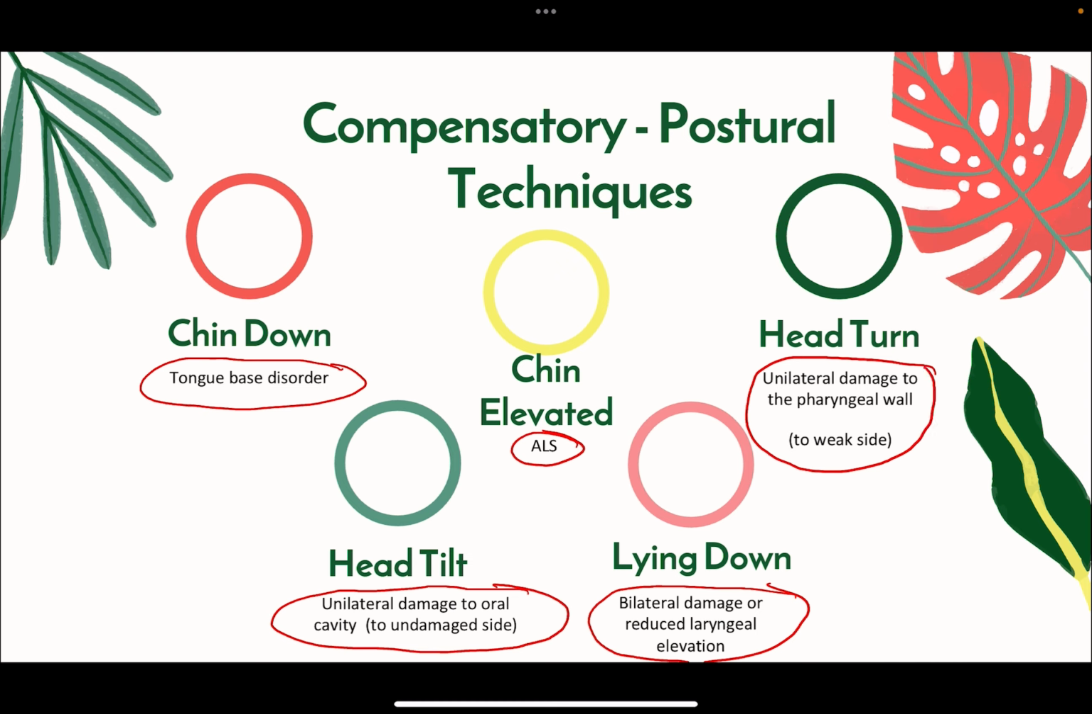Head turned to the weak side. If we have unilateral damage of the pharyngeal wall, then we would want to turn the head to the weak side and then swallow. Or a head tilt, so a turn versus a tilt. I know you can't see me, so we can talk about these in lecture as well. And then lying down is also one. So take the time, maybe pause the lecture, and go through those and try to do each one of those strategies on your own.